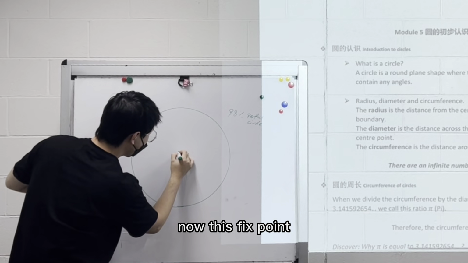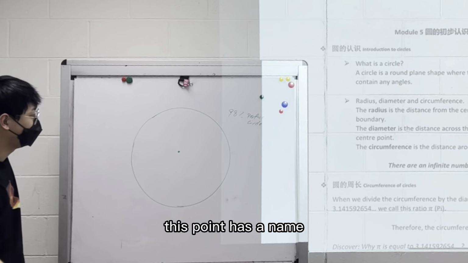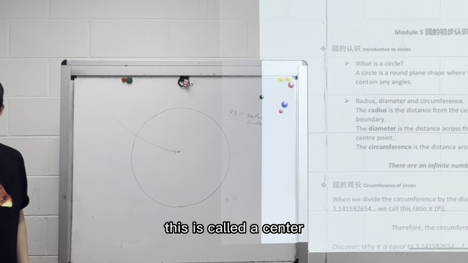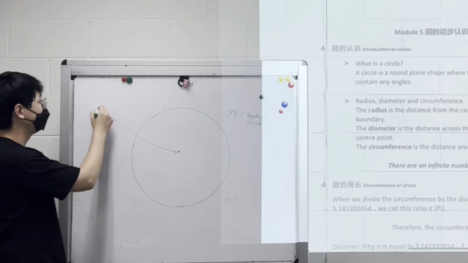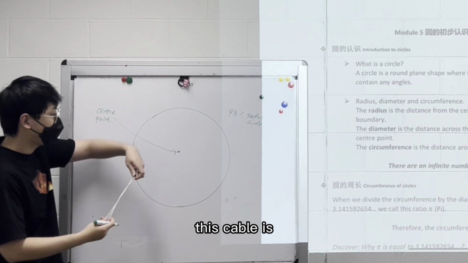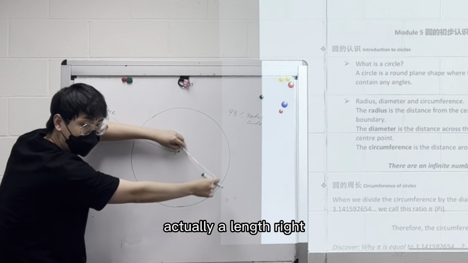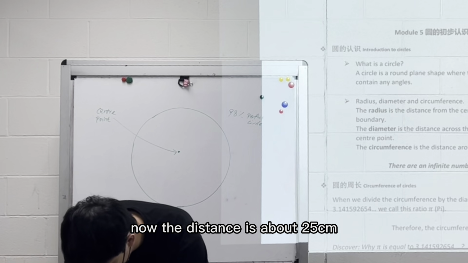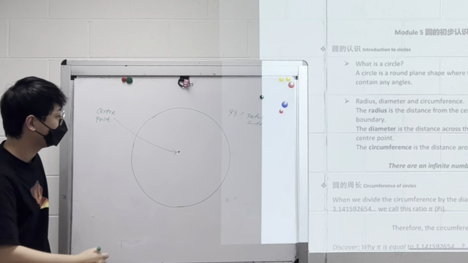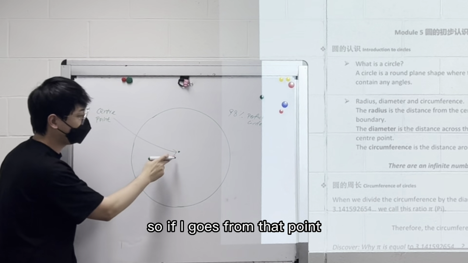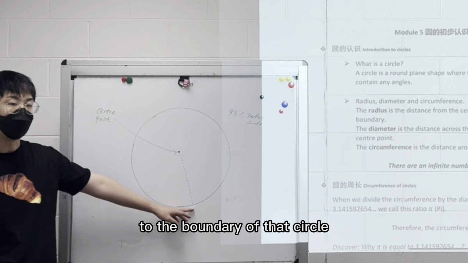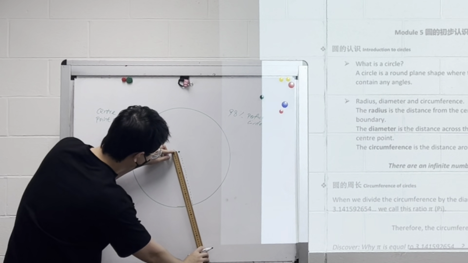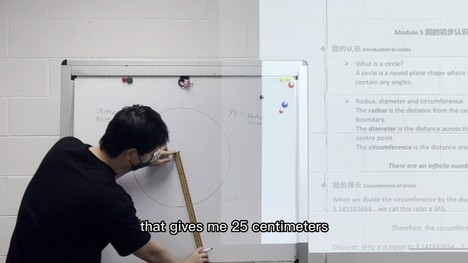Now, this fixed point has a name. This is called a center. Okay, it's the center point. And then this cable is actually a length, right? It has a distance. Now the distance is about 25. So if I go from that point to the boundary of that circle and use a ruler to measure, that gives me 25 centimeters.